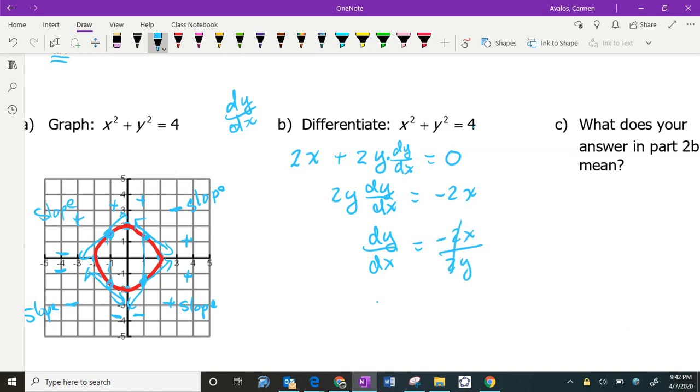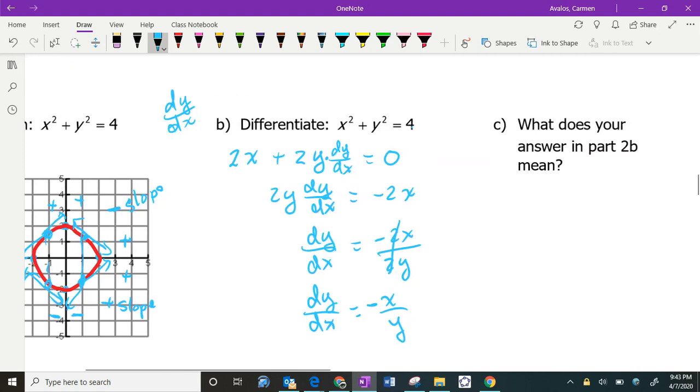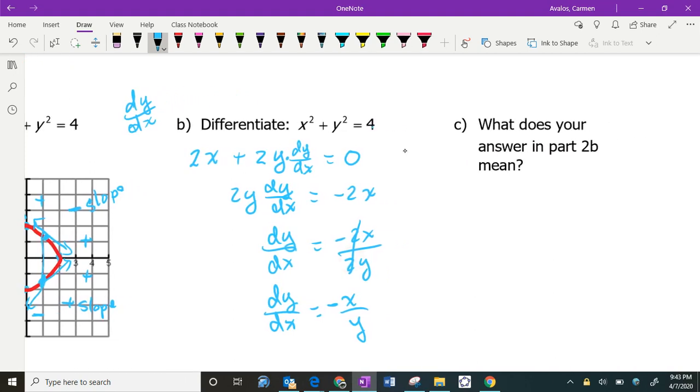Those cancel, and so the derivative is actually going to be x, y, and then the opposite of the ratio. Notice how the derivative has the x and the y on there. So if we were to make a table, what does your answer in 2b mean? This means what we were talking about: when I take the differentiation, the derivative is always going to be the opposite. So the x and the y are going to matter, not just the x like we used to have.